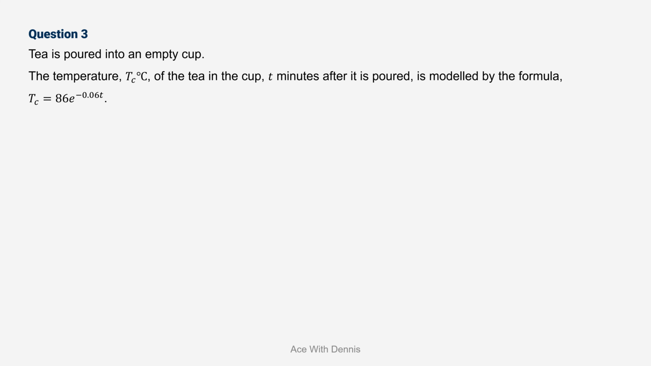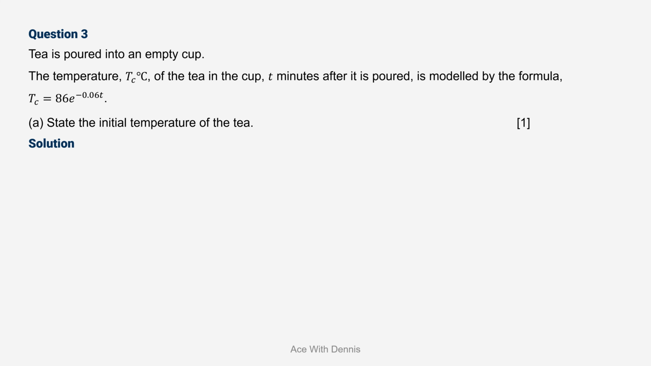Question 3. Tea is poured into an empty cup. The temperature Tc degrees Celsius of the tea in the cup t minutes after it is poured is modeled by the formula Tc equals 86 e to the power of negative 0.06 t. A. State the initial temperature of the tea, 1 mark.